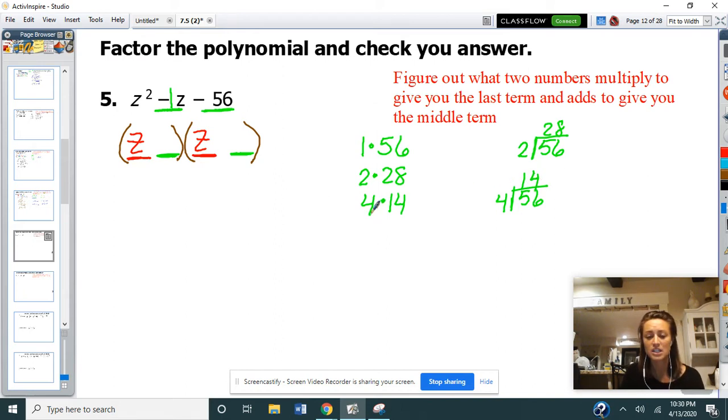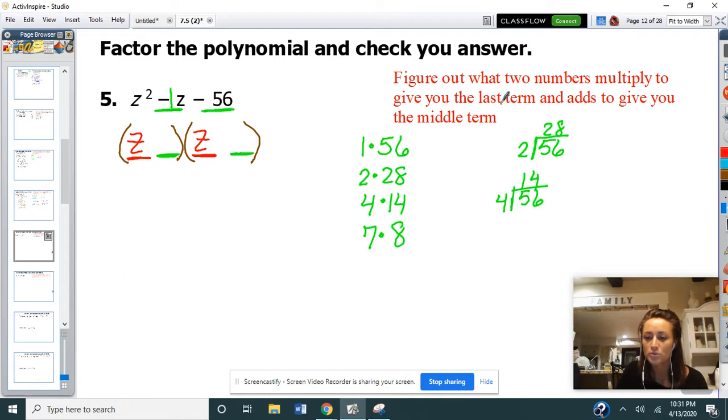5 doesn't go into 56. 6 doesn't go into 56. 7, 7 times 8 gives me 56. And let's see, you can just divide by 9. Nope, 9 doesn't work. So we're done. I'm going to check 12 real quick. 12 doesn't go into it. So these are the factors of 56, but it's negative, which means one of these has to be negative. So we're going to focus.